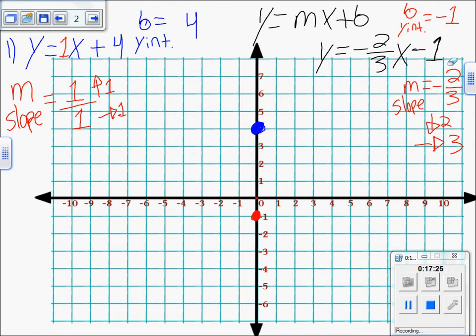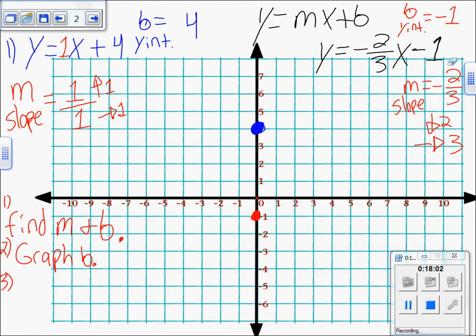So now that we've identified slope and y-intercept, we're now going to graph both of these. And again, we're going to do both on the same graph, so you can just see them side by side like that. Just so you know, anytime you graph, step 1 is find your slope and your y-intercept. Step 2, graph your y-intercept, or B, since that is the y-intercept.